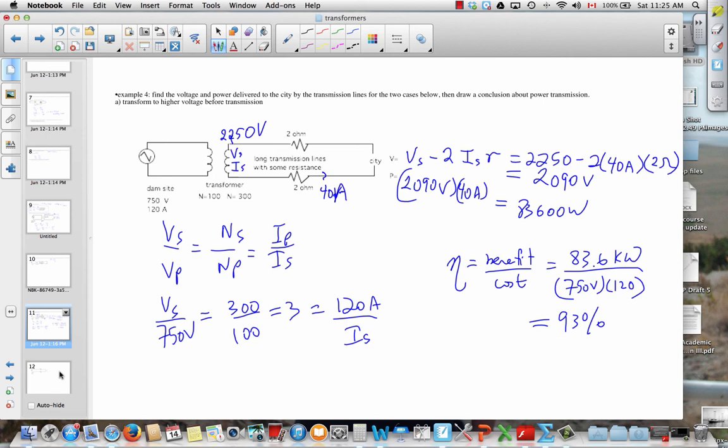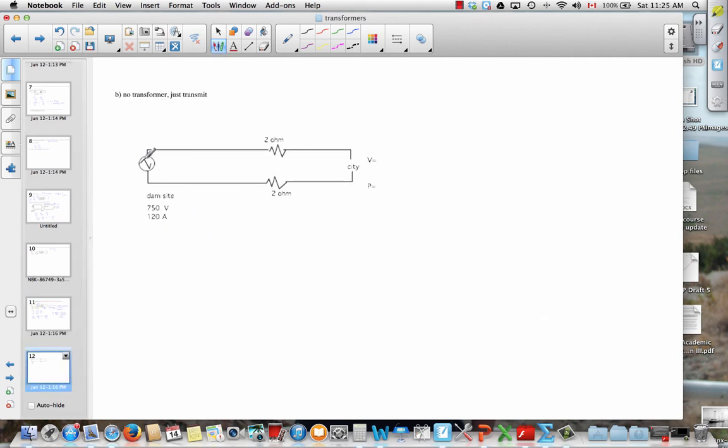To see that that's a good thing, let's analyze what would happen if you didn't transform at all. So you just took your dam and hooked it directly up to the transmission lines. Well, then the 120 amps of current that's flowing back and forth, alternating current, would flow through the transmission lines. And you're basically going to be heating up those long pieces of metal all the way between Hudson's Hope, BC and the Lower Mainland. And so you would have the dam voltage minus the 2IR drop.